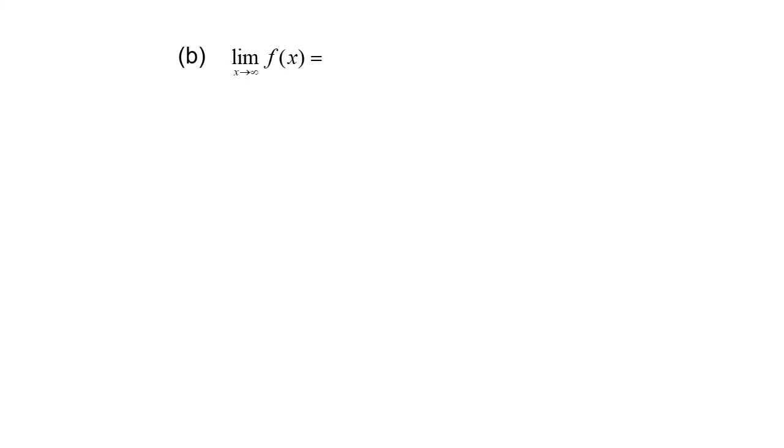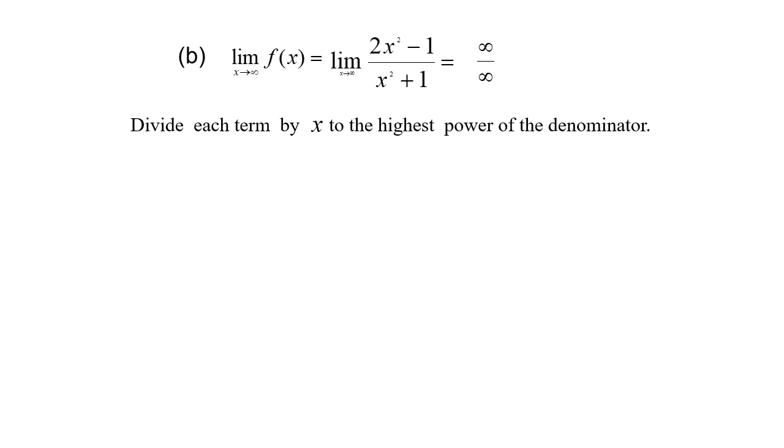For question B, we want the limit of the function f(x) as x approaches infinity, with the same steps as question A. What is the function? We have 2x squared minus 1 over x squared plus 1. If we just substitute positive infinity into the function, what we get is infinity over infinity. This means we have to divide each term by x to the highest power of the denominator. What is the highest power of the denominator? x squared. So we divide everything by x squared.